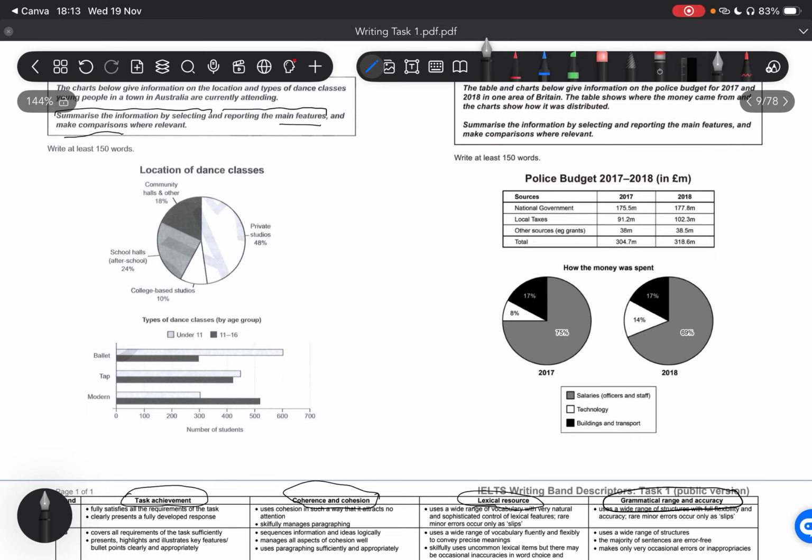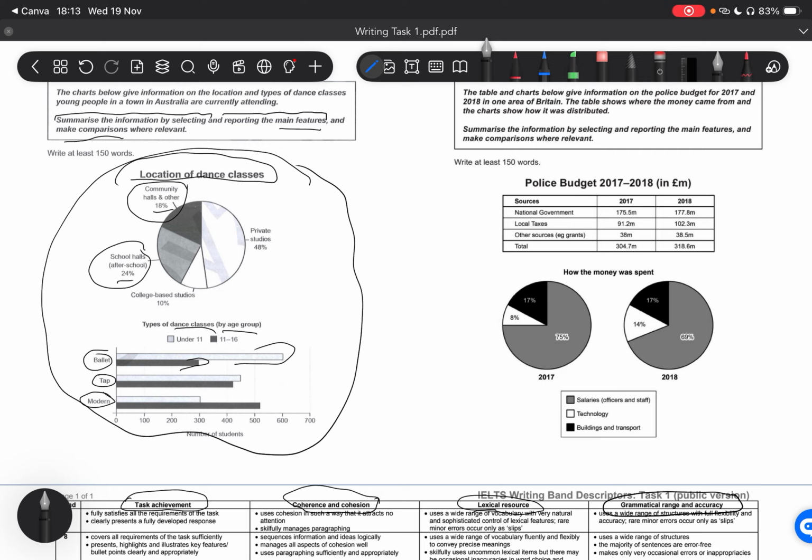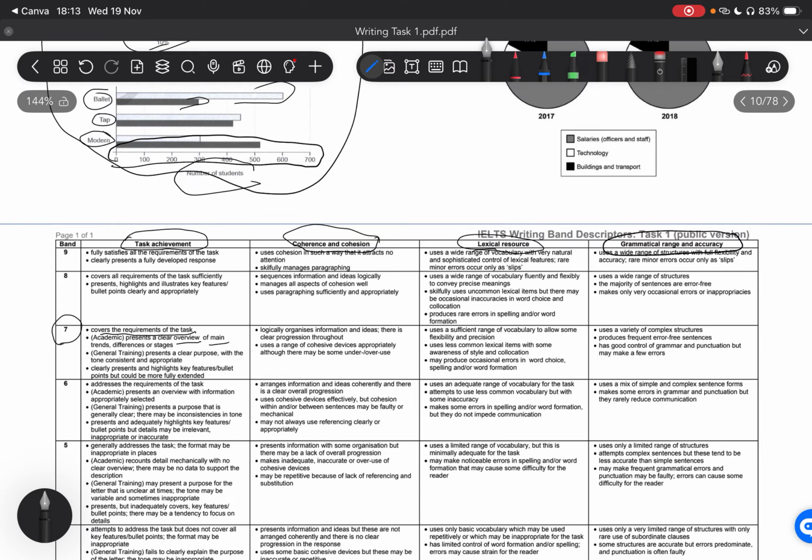So, looking at this graph here, we see some key features. These are all the bars here and all these three types of dance classes by age group and location of dance classes, like here community halls 18%, school halls after school 24%, private studios 48%, college-based studios 10%, and the number of students also here. These all are key features. They all need to be mentioned and reported in the report.